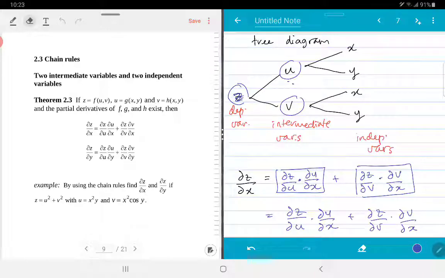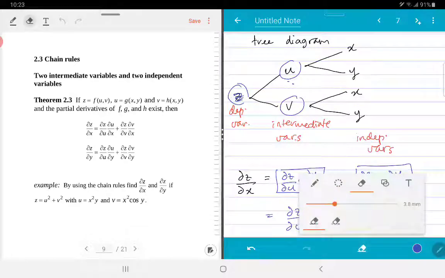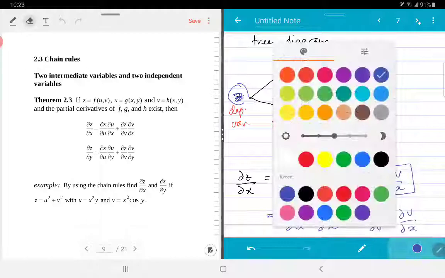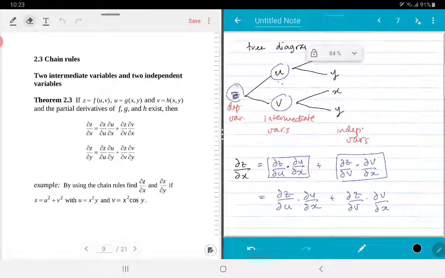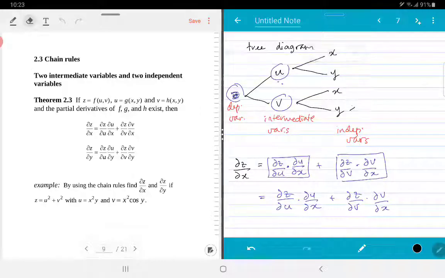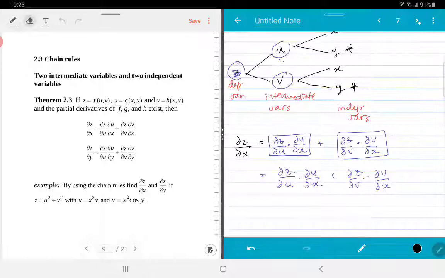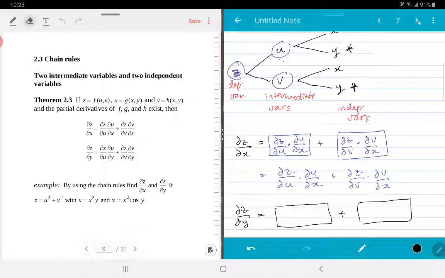Okay, for partial z, partial y, we look at the far right. You can see that we have two y's. One is here and the other one is there, which means that to get partial z, partial y is going to be a sum of two terms.